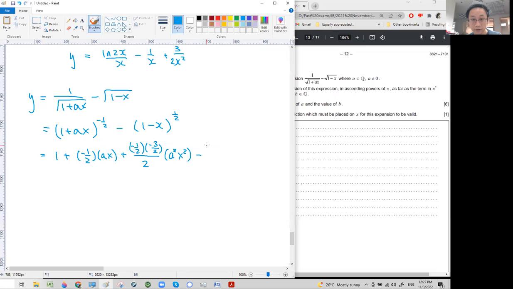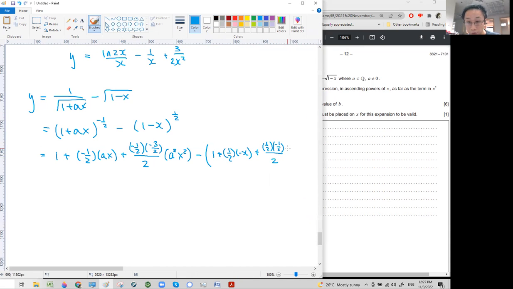Make this wider, minus 1 plus half negative x plus half minus half over 2 factorial, which is just 2, and then negative x squared. And now just carefully clean these up. 1 minus a over 2 x plus 3 over 8 a squared x squared minus 1. Double minus, so this is going to be plus half x, and then we have a quadruple minus situation, so that's going to be still overall plus 1 over 8 x squared. And we can now group the like terms.